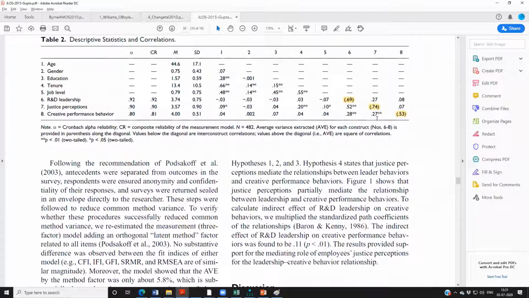Then these are the correlations. So above the diagonal are the squared correlations, and I have written that here. Values below the diagonal are inter-construct correlations. Values above the diagonal are squares of correlations, right?